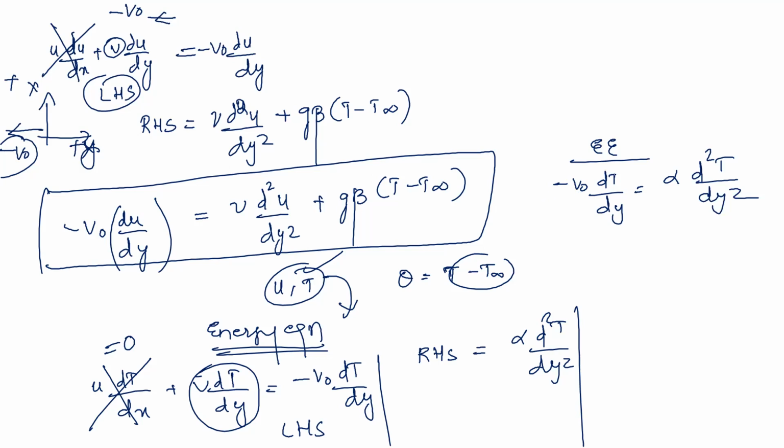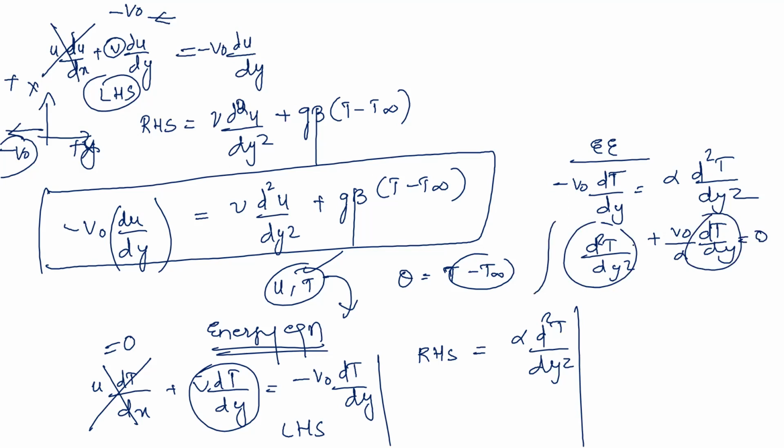Okay, so this is simply a differential equation, and we need to solve this. Rearranging that, you will get d square T by dy square plus vo by alpha dT by dy equal to 0. Solving that, integrating it, the first integration and second integration, finally you will get an expression like T equal to C1 plus C2 e raised to minus VO y by alpha. So C1 and C2 need to be determined.